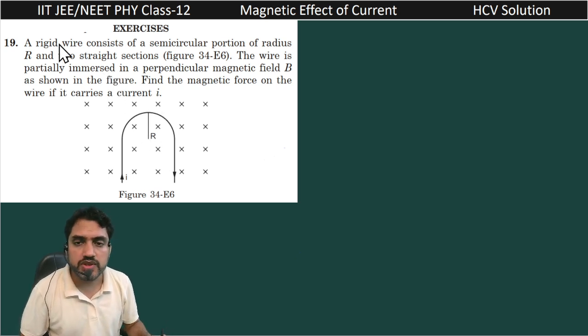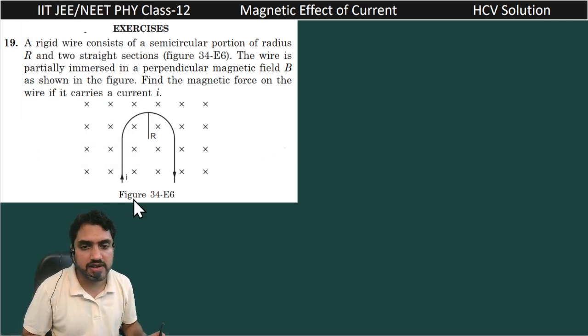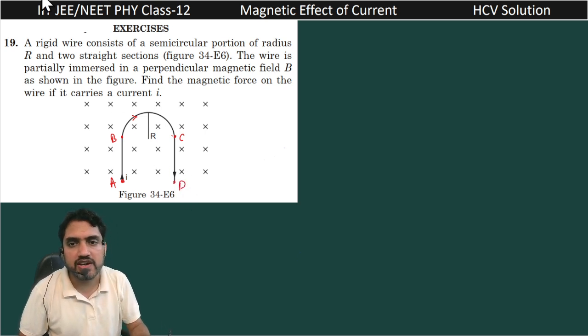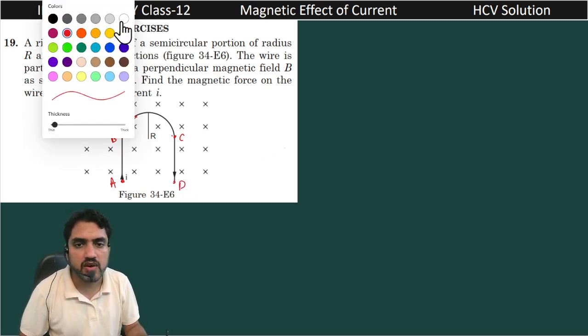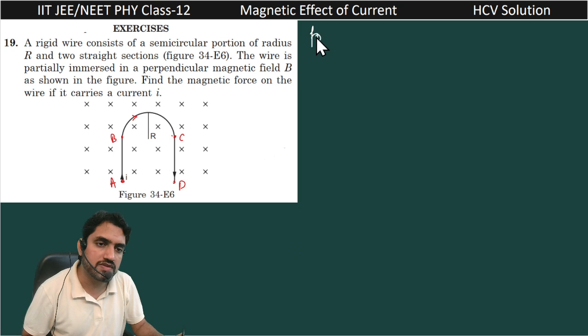So this complete wire, as shown in the figure, we can divide into three parts. Let us consider this part from this end A to B, then B to C on the circular portion, and C to D. First we are finding the force on wire AB.